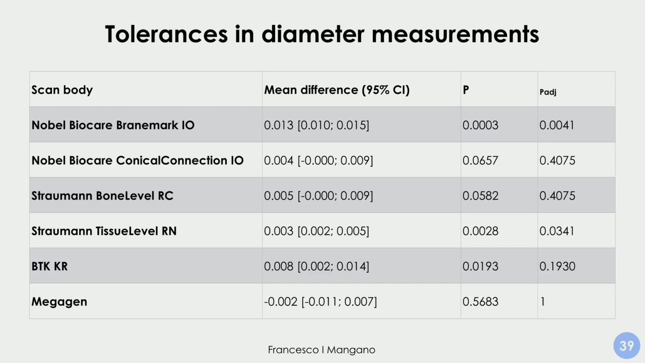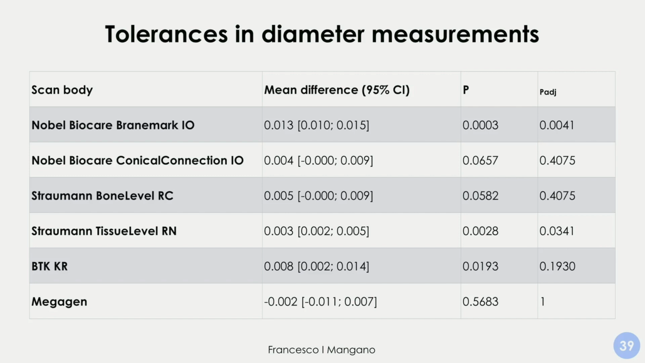Let's go to tolerance in diameter measurement. Let me say that it's the most important thing, because the diameter of the cylinder plays the most important role when superimposing the library file on the mesh. Here we have very little mistakes. For example, for MegaGen, we have a mean difference of 2 microns. It's very little, something negligible. We have high precision material, and the results are more or less similar for the whole scan body. So it means that the polyether ketone is also worked quite well by the Straumann company.